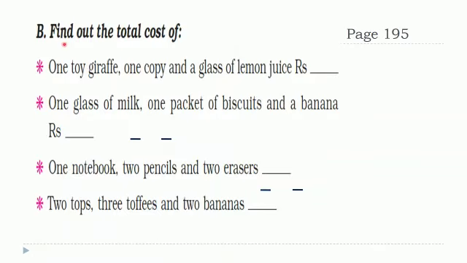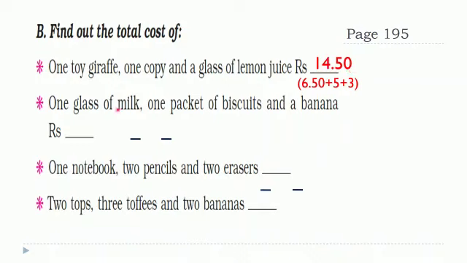Now next one. Find out the total cost of one toy giraffe, one notebook, and a glass of lemon juice. So you are going to add the toy giraffe, one notebook and a glass of lemon juice. The toy giraffe is 6 rupees 50 paise, one notebook is 5 rupees and lemon juice is 3 rupees. So now I will add first 6 rupees plus 5 rupees plus 3 rupees. What will I get? I will get 14 rupees, and then we will write this 50 paise. So the answer is 14 rupees and 50 paise.